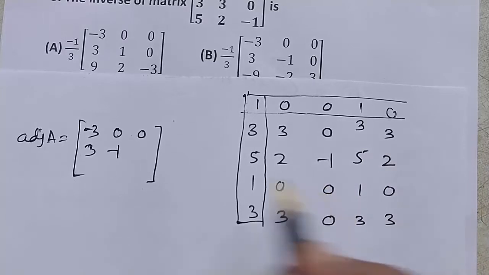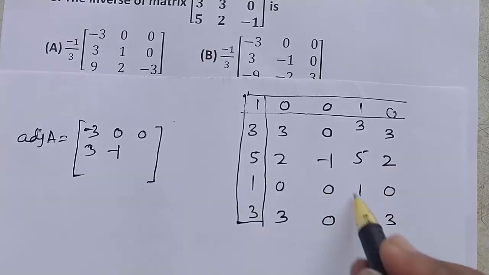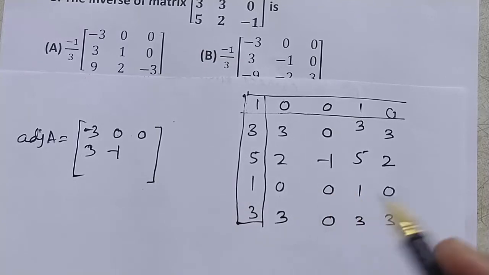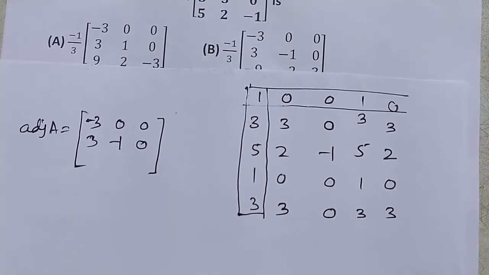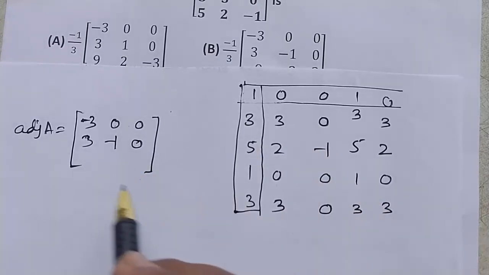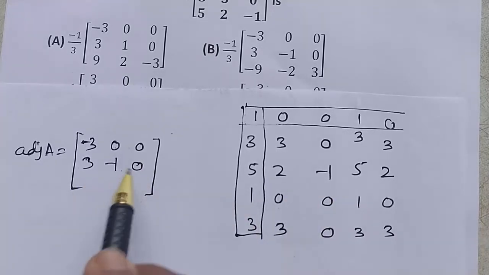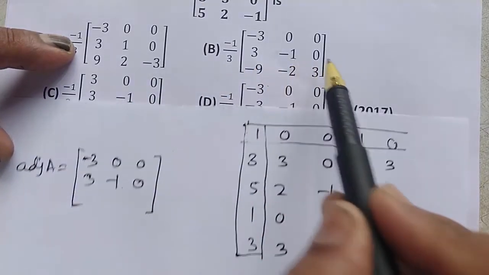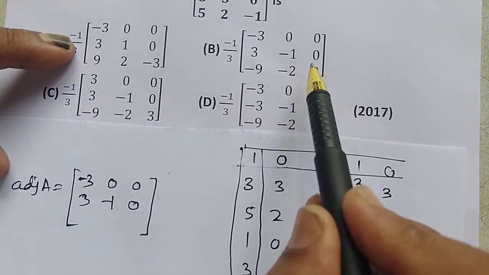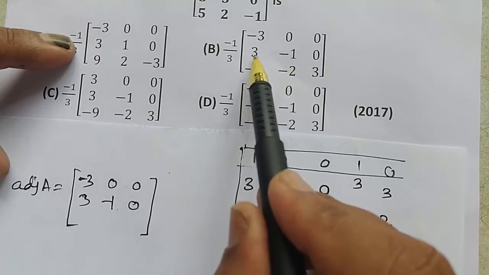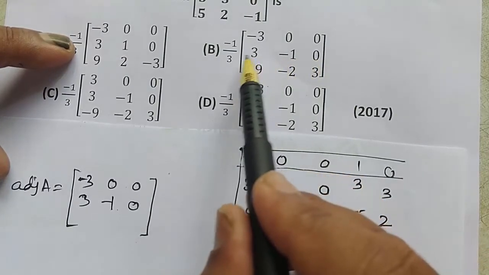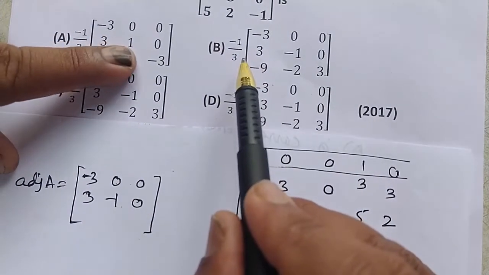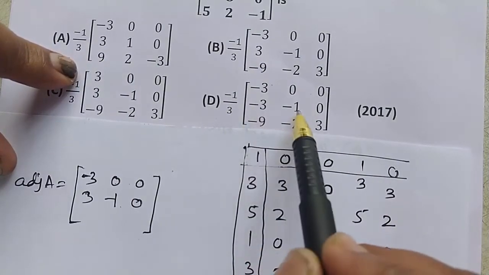Now, the third element of row number 2: we take this determinant, 3 into 0 into 0 minus 0 into 1 into 0, so the total is 0. Now the second row is 3, minus 1, 0. 3, minus 1, 0 is answer B. Answer A is 3, 1, 0 and answer D is minus 3, 0.